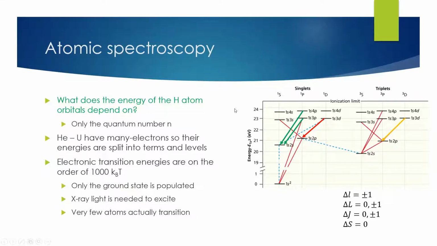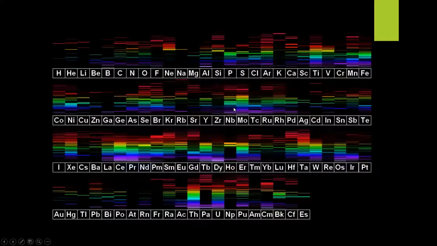One relatively simple application of atomic spectroscopy is to identify atoms in a sample. This is pretty important. So every atom has a unique fingerprint. You can see this here. And this is most often used to detect things like heavy metals in samples of blood or water.